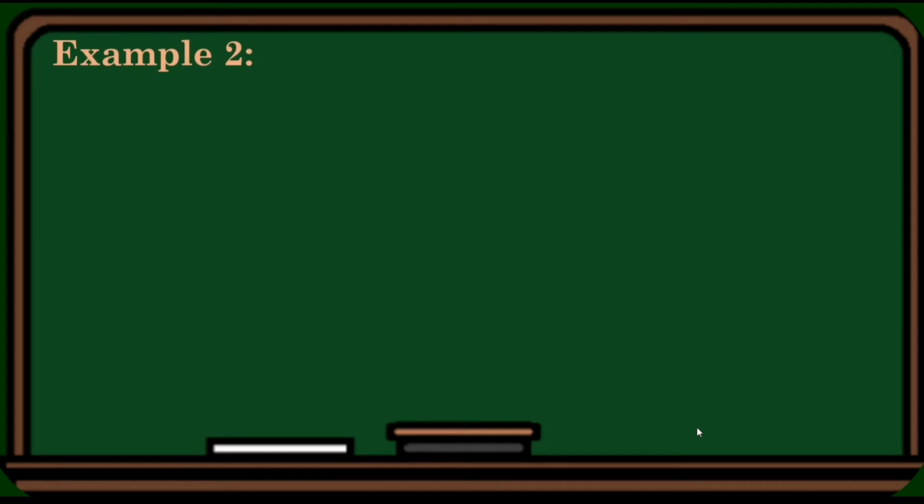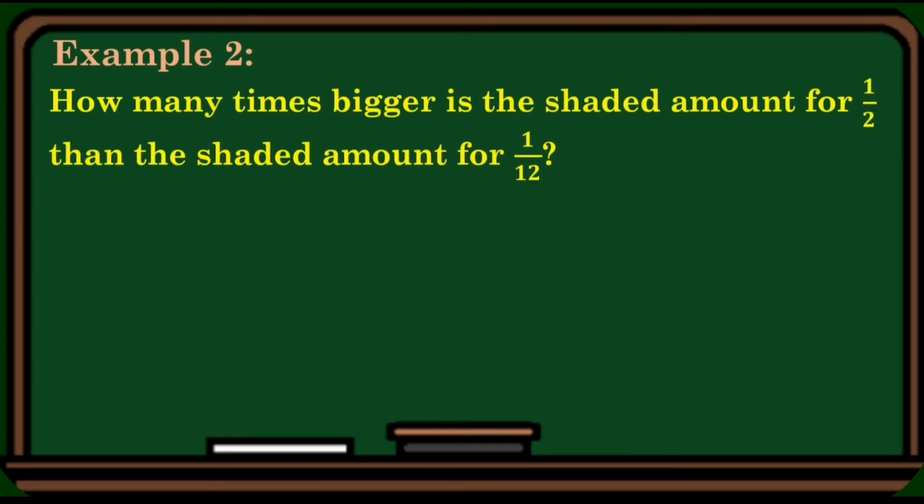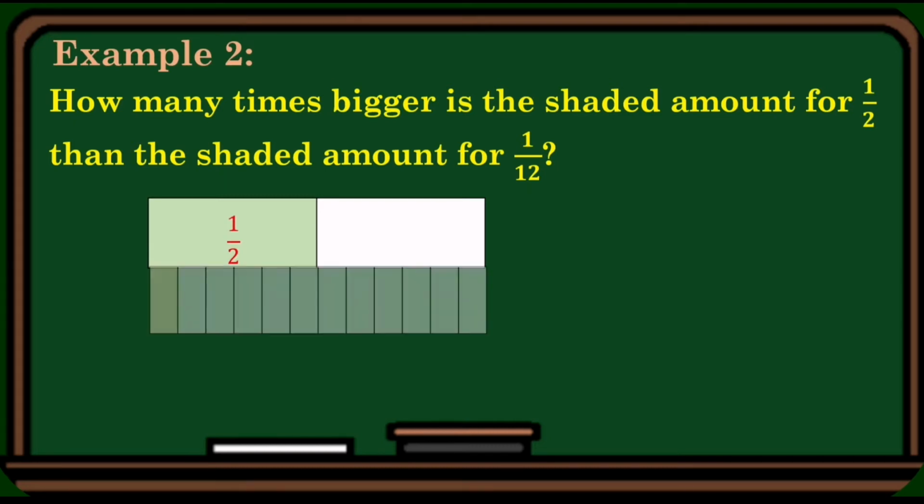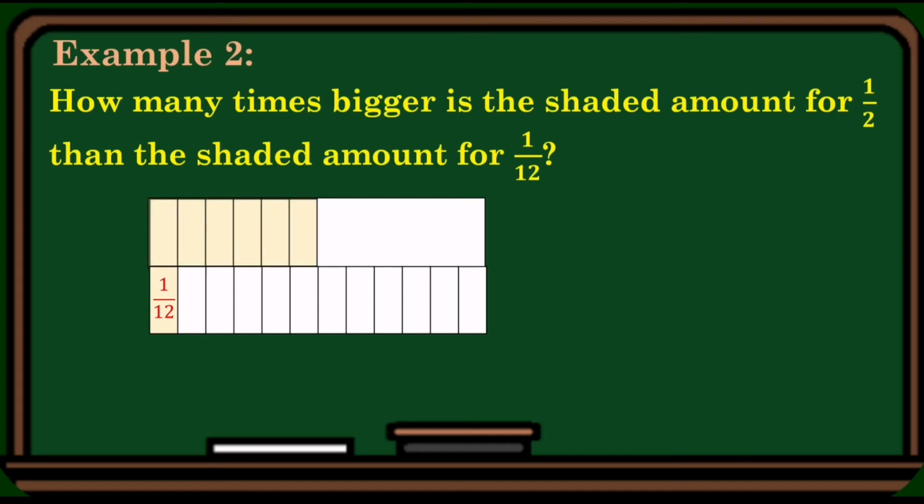Let's take another example. How many times bigger is the shaded amount for 1/2 than the shaded amount for 1/12? First step, draw a model for 1/2. Always model the dividend first, so our dividend is 1/2. And then second step, draw another model for 1/12. 1/12 is our divisor. And then how many times will the one shaded part of the fraction bar or the 1/12 fit into the shaded amount of a whole bar or in our 1/2? Okay, let's count. 1, 2, 3, 4, 5, 6. So the answer is 6 times.